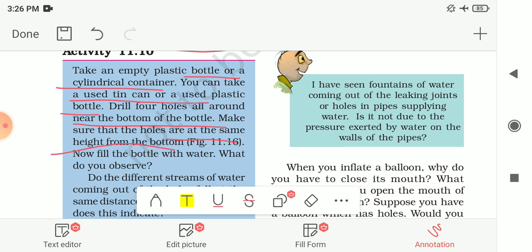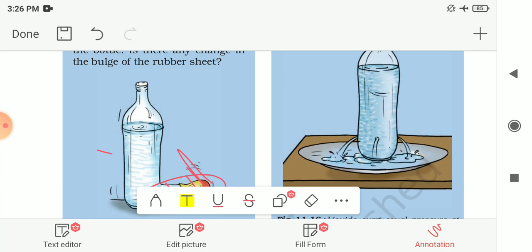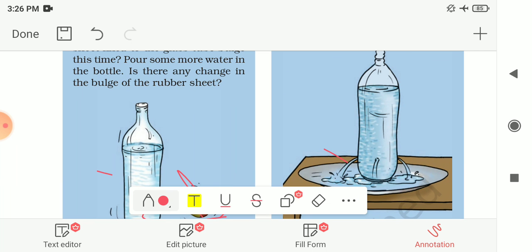Here in the figure it is shown to you. You have to make the 4 holes from 4 sides and you have to make sure that these holes are at the same height from the bottom. And then fill the bottle with water and you have to observe what is happening with the bottle.